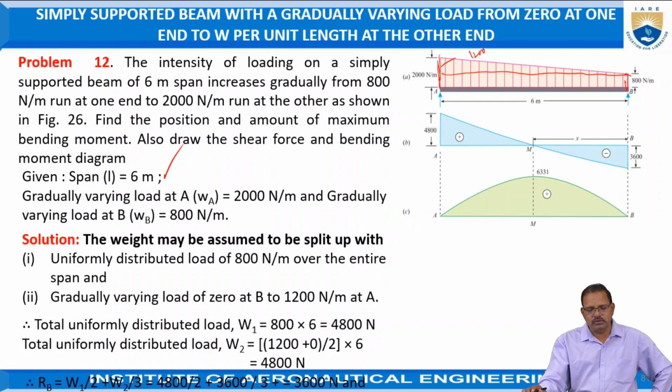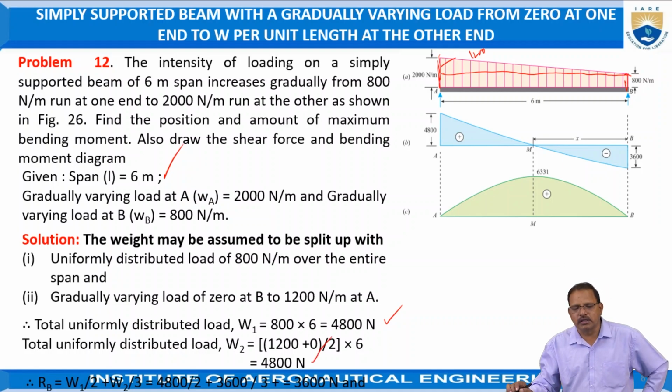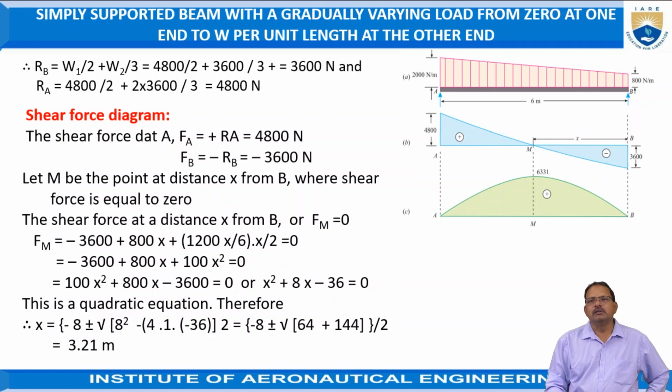So the total uniformly distributed load is equal to 800 into 6, which is equal to 4800 newtons. Total gradually varying load W is equal to (1200 plus 0) by 2 into 6, which is equal to 3600 newtons. So we require the reactions at A and B. Let RA and RB represent the reactions at A and B respectively, when the beam is subjected to uniformly distributed load as well as the gradually varying load. According to the previous fundamentals, we got RB equal to 3600 newtons and RA equal to 4800 newtons.